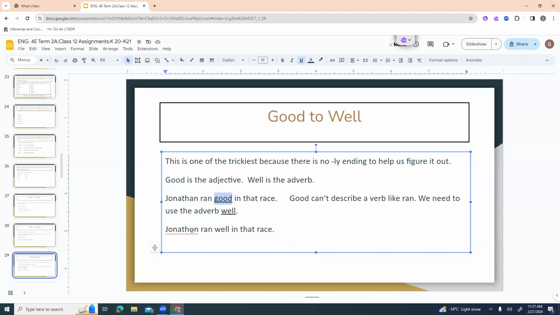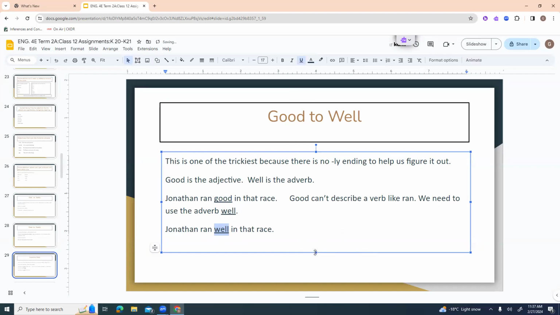I think in speech, we really use those two very interchangeably, right? We're not very careful when we talk about this stuff in speech. I mean that for everybody, right? So then when we go to do the writing, we're not really sure because we've been using them both, right? The correct form: Jonathan ran well in that race.